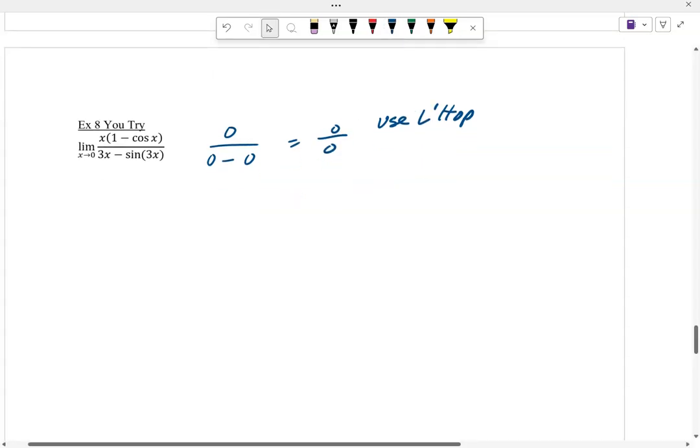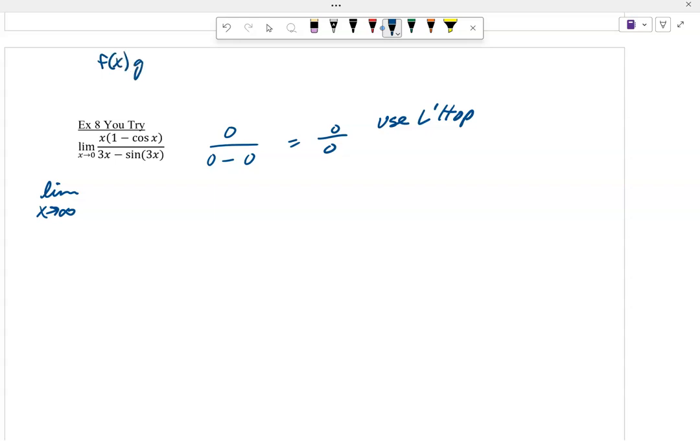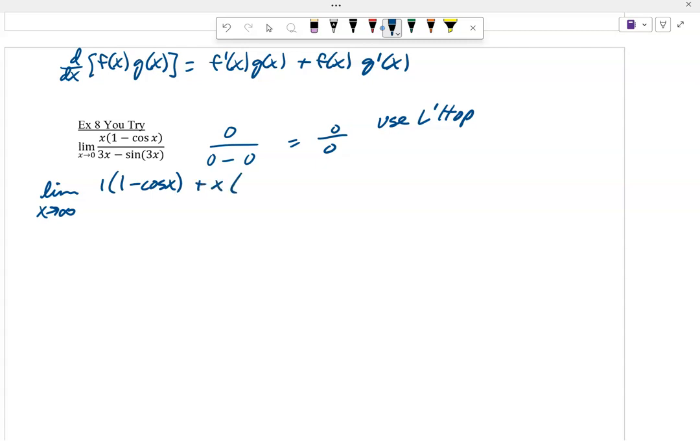And so what we'll do here, see how we've got x times 1 minus cosine. So when we take the derivative of the top, we're going to have to use the product rule. So the product rule, if you remember, if you have f of x times g of x, the derivative of that is, I remember it as the derivative of the first times the second plus the first times the derivative of the second. That's how I always remember it. So derivative of x is just a 1, times the second, plus the first times the derivative of the second. Well, derivative of 1 is 0 minus derivative of cosine is negative sine. So there's the product rule on the top.